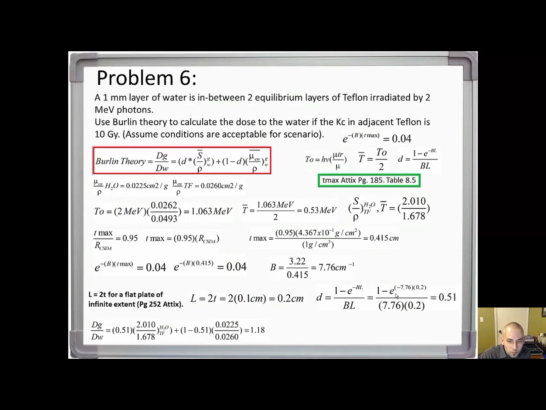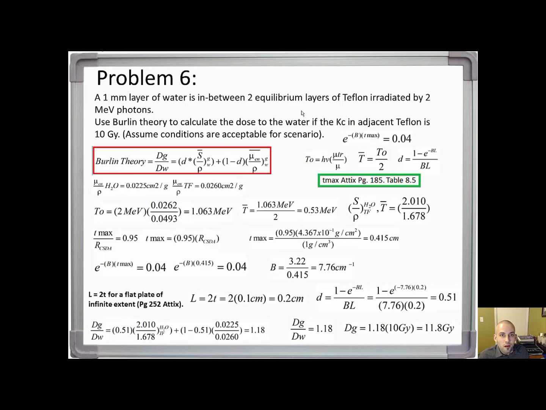So now we have all our quantities, and we can sub in all the values for Burlin theory, the calculation. So that's what I've done here. I work it out to get an answer of 1.18. This is D water over D Teflon is equal to 1.18.